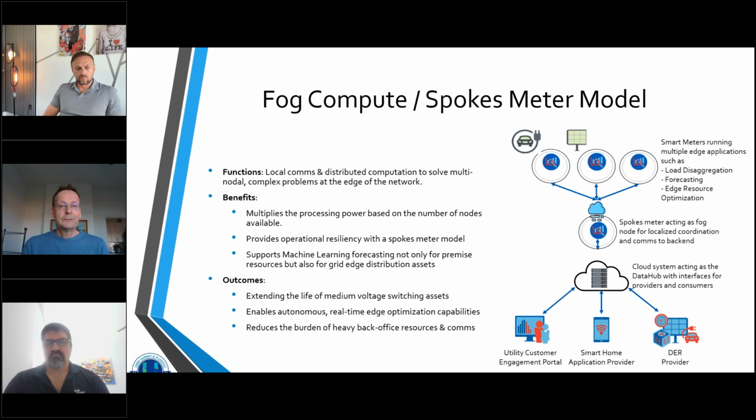So the outcomes of the spokes meter model are that we can work to solve the core problems of extending the life of medium voltage switching assets. We have the capability to react very quickly with autonomous real-time edge optimization, and overall reduce the burden on the back end, both from a resources and cost perspective. This just shows where we are today. This could be quite an interesting topic for UVB to work on as a core topic, and to see architecture for compute architecture next year.